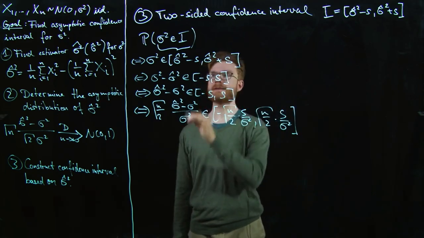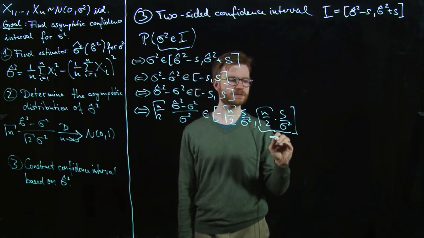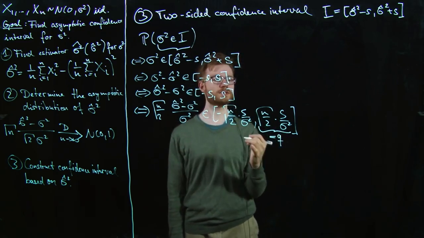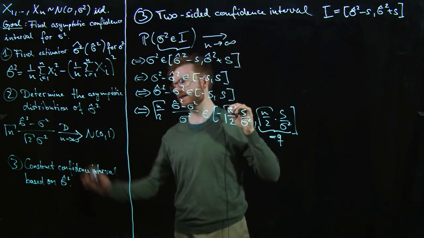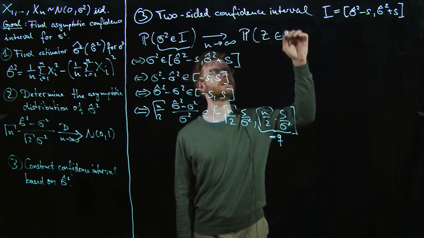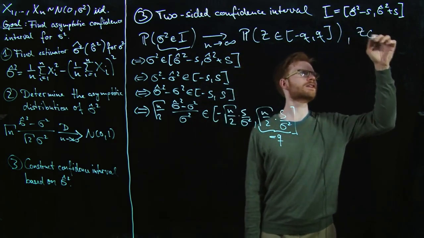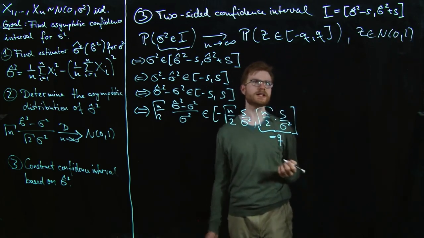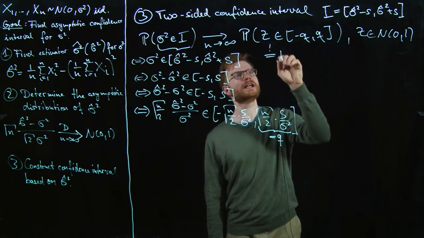That means the probability that sigma squared is in I is the same, at least asymptotically, as the probability of a standard normal being in minus q to q. So as n goes to infinity, by this distributional convergence, this is the same as the probability of Z being in minus q to q, where Z is a standard normal random variable.